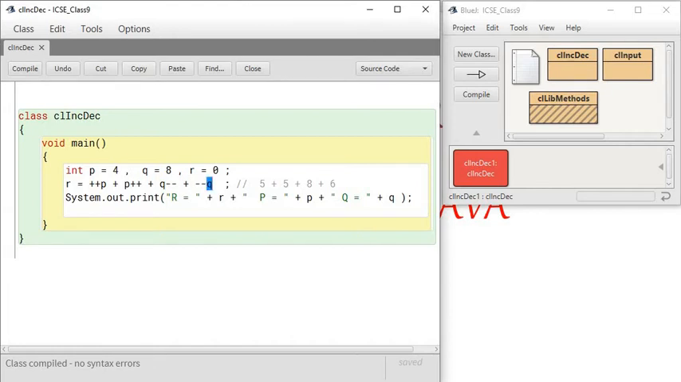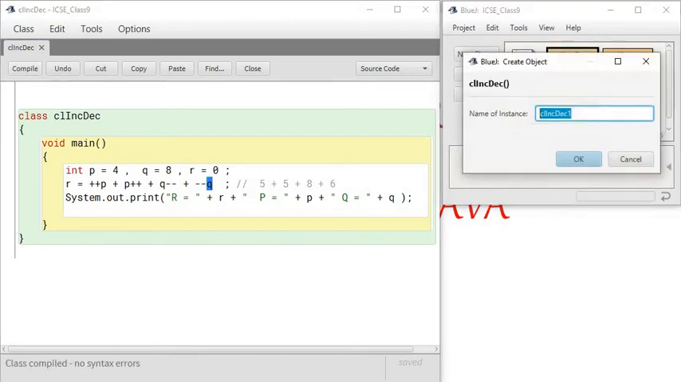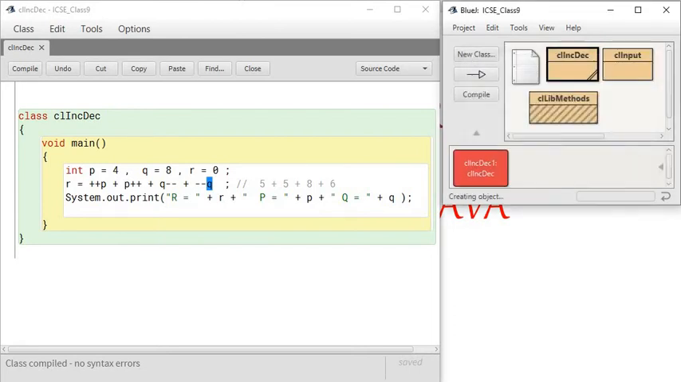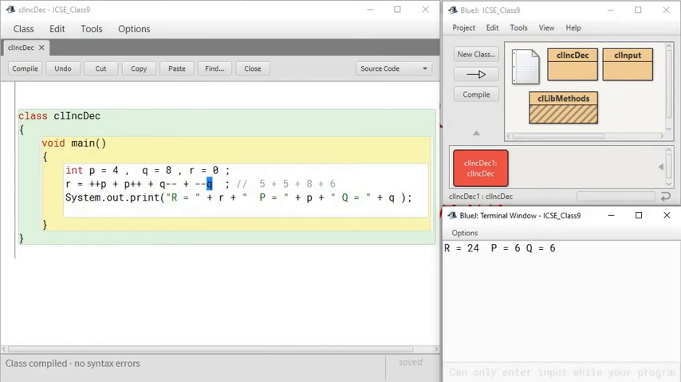Okay, now the output. So I compile it and I come to the object creation or the instance creation and then I come to the main. Look into the output now. What is the output saying? Let me show the output. 5 plus 5 plus 8 plus 6, is it not 24? 8 plus 6 is 14 plus 10 is 24.